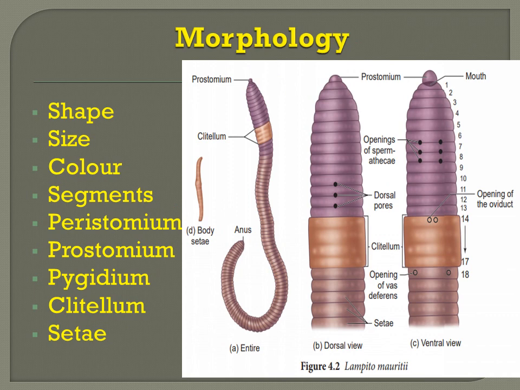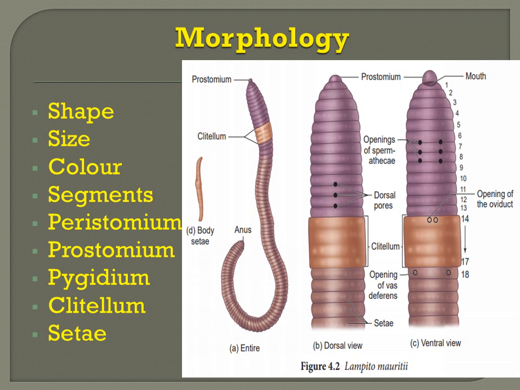And let us go on to the morphology of earthworm, right? So as we said already, what do you mean by morphology? To learn about the external or visible features of an animal is known as morphology, right? And when we look at this earthworm, especially Lampito mauritii, displayed here, let us see what these external features are.